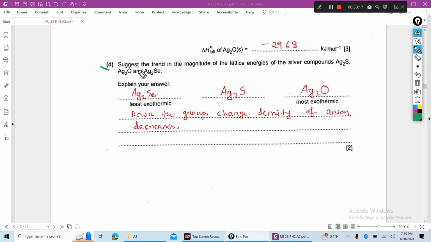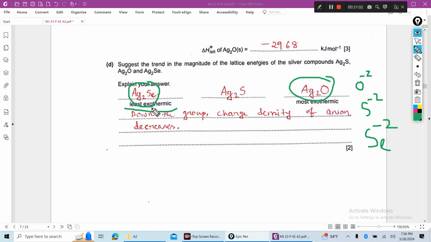You see, D suggests the trend in magnitude of the lattice energies of the silver compounds: silver sulfide, silver oxide and silver selenide. You see the least exothermic, the least value, is silver selenide, and the most exothermic is silver oxide, because the oxide ion is smaller, the sulfide ion is larger than the oxide ion, and the selenide ion is larger still.